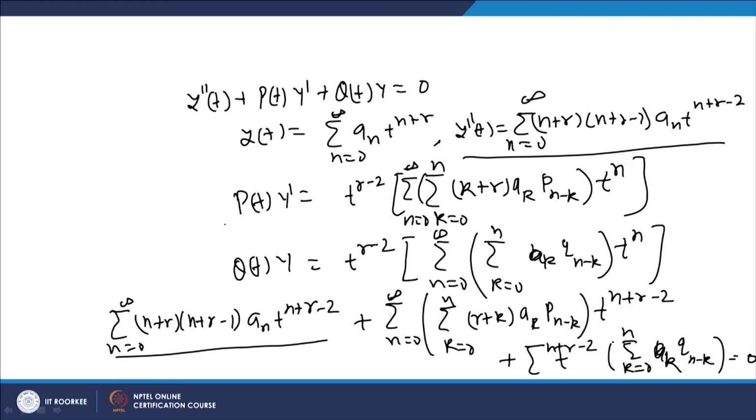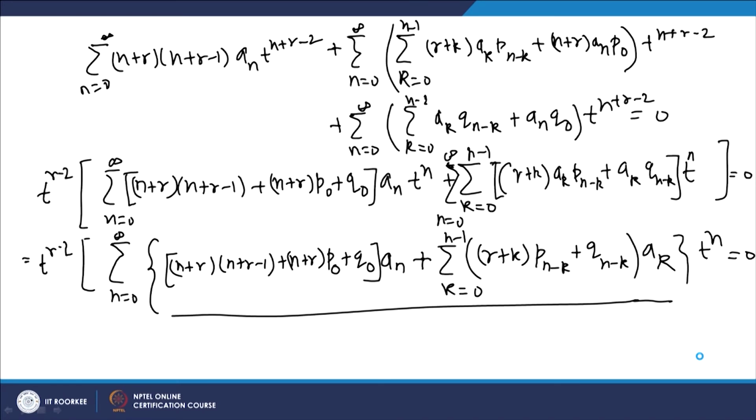So that is the expression for p t y dash, and then we write down the coefficient expression for q t y, that is t to the power n plus r minus 2 k equal to 0 to n a k q n minus k equal to 0. Now if you further simplify this, then here we have n equal to 0 to infinity n plus r minus 1 a n t to the power n plus r minus 2. So this is nothing but y double dash t, plus n equal to 0 to infinity.